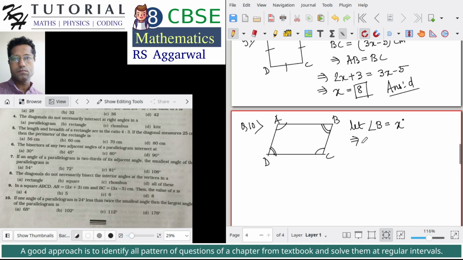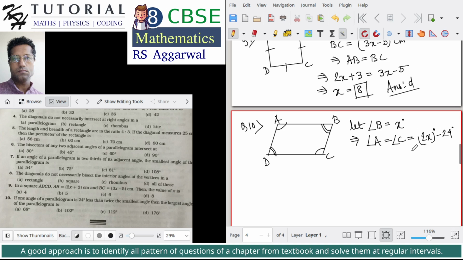So definitely the other angle has to be A or C. Since they are equal, angle A or angle C has to be 2x degree minus 24 degree. As per our assumption, angle B is less than angle A, so angles B and D are the smallest, and A and C are the greatest angles. The greatest angles, A and C, are 2x degree minus 24 degree.